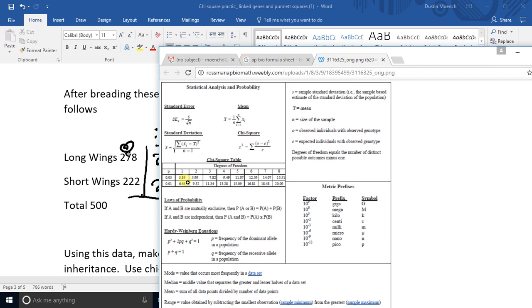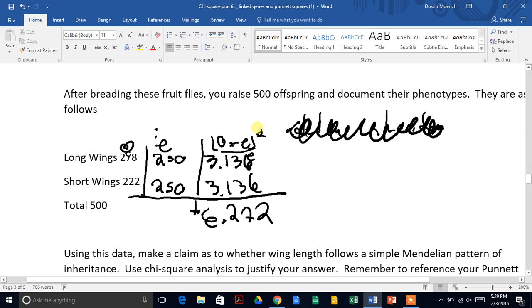6.272 is in between 3.84, a p-value of 0.05, and 6.64, a p-value of 0.01. What does that mean? There is in between a 95 and a 99% chance that this difference between observed and expected is due.